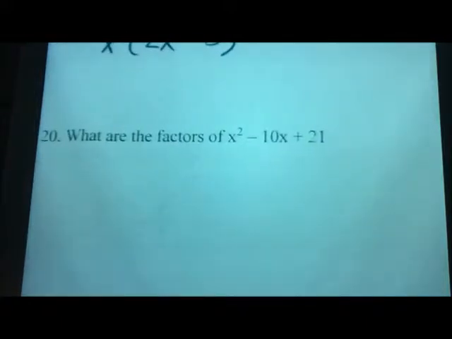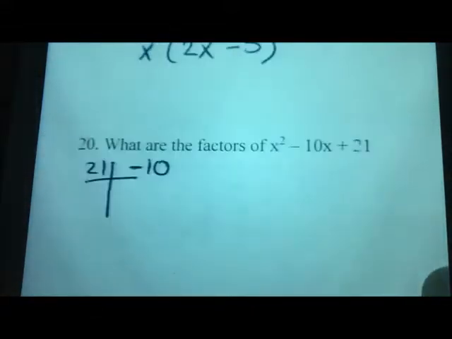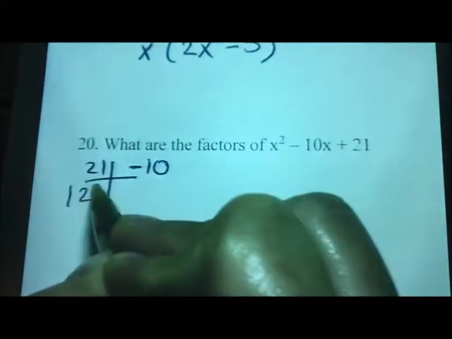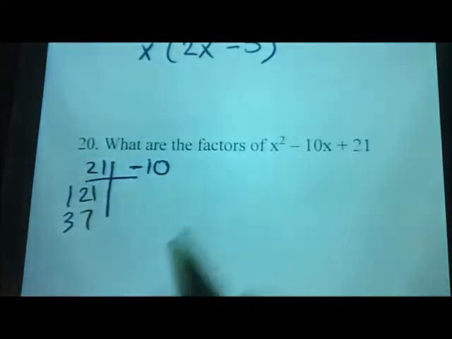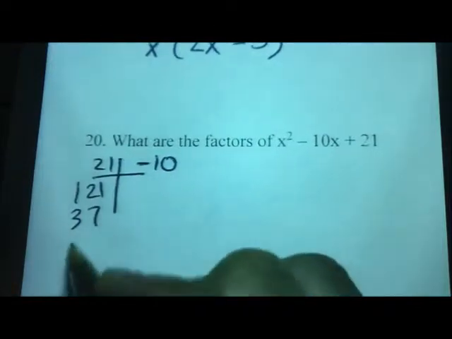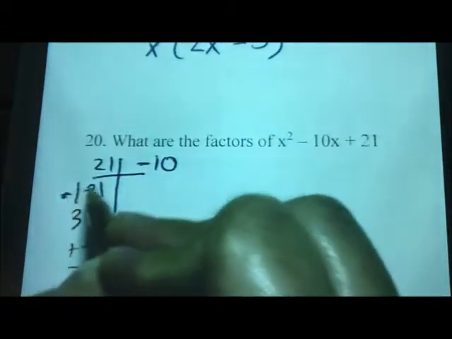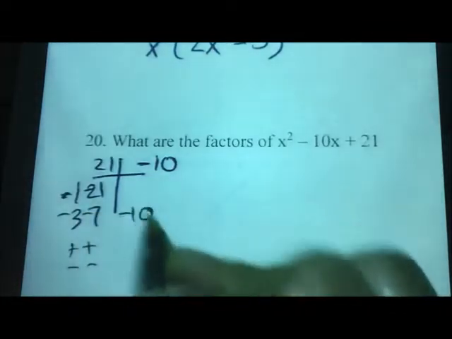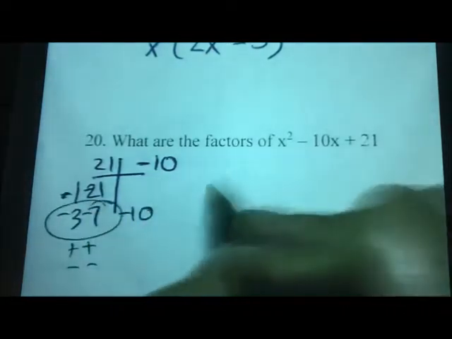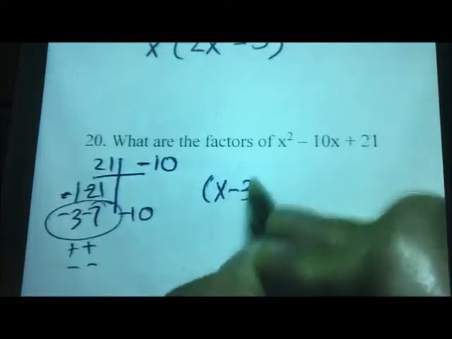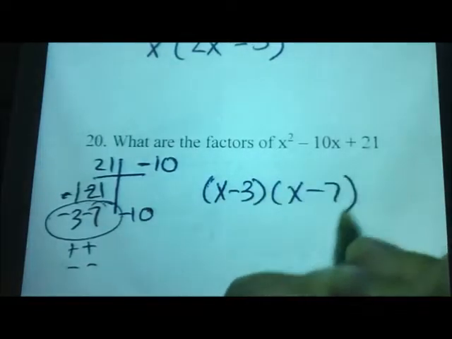This one is where you start making the table. What are the factors of 21 that add up to a negative 10? So 1 and 21, and 3 and 7. Because the 21 is positive, they're either both going to be positives or both going to be negatives, but they will both be negatives because my 10 is negative. So who gives you the negative 10? Those two. So my factors would be x minus 3, x minus 7.